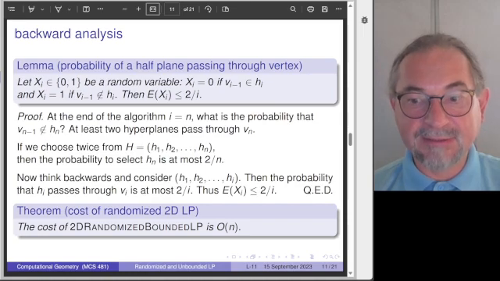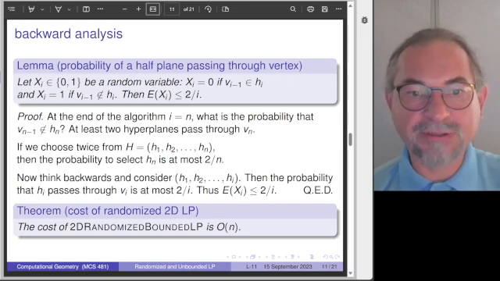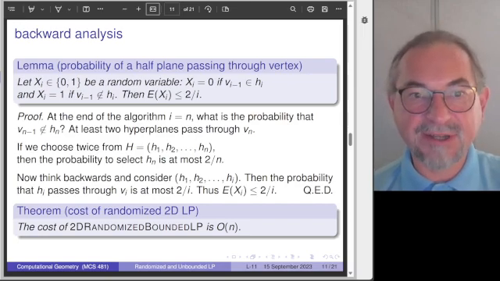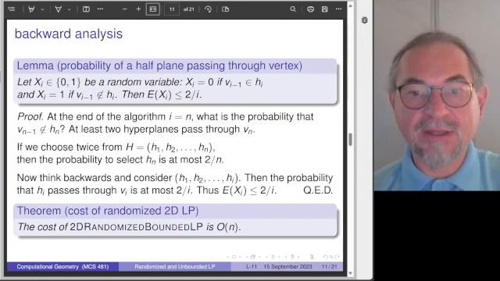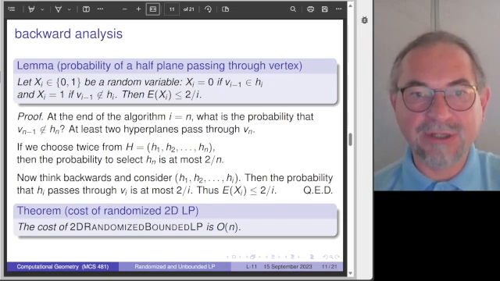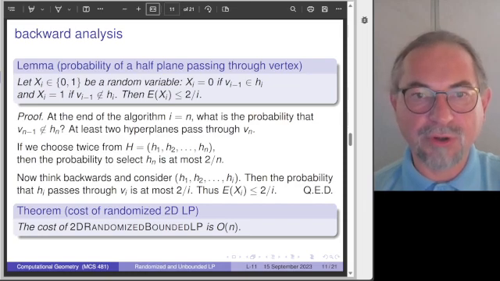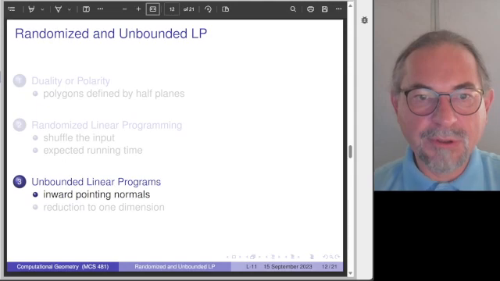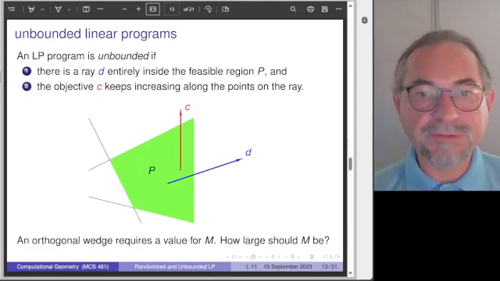Okay, and that is essentially it. So this backward analysis makes it so that our randomized two-dimensional linear programming problem can be solved in an incremental way in linear cost. Linear in the size of the input, the total number of half planes. Okay, so one issue needs to be resolved.